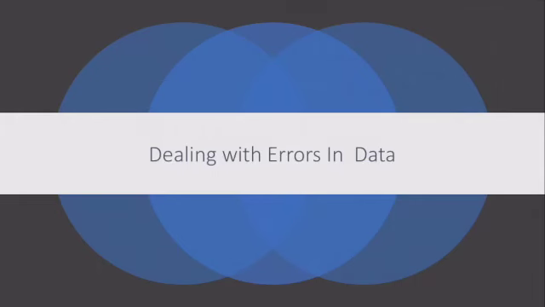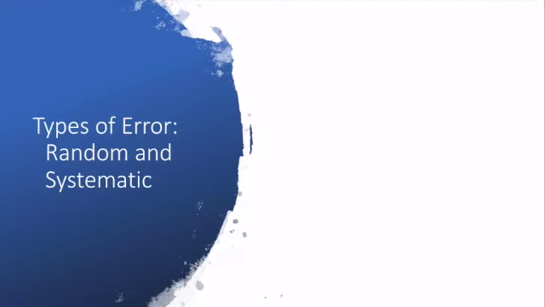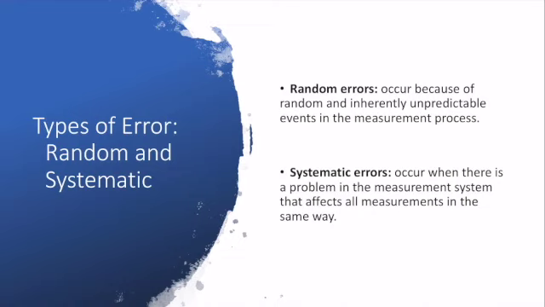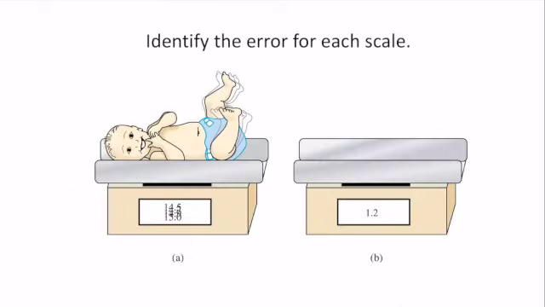Now I want to talk about dealing with errors in our data. There are two different types of errors. One is random, and this can occur because of random and inherently unpredictable events in the measurement process. The other one is systematic, okay? That means there's a problem in the measurement system that affects all of our measurements the same way. If I put a baby on a scale and he's wiggling around, that's a random error. But if my scale is always off by 1.2 pounds, this is going to be a systematic error.